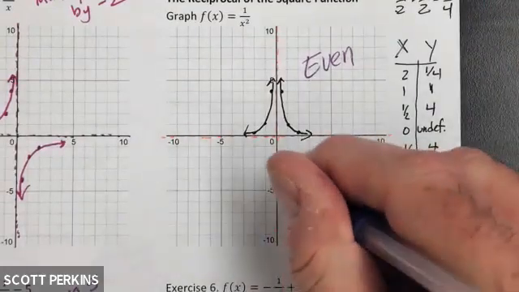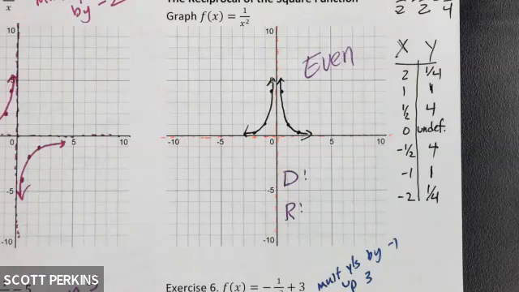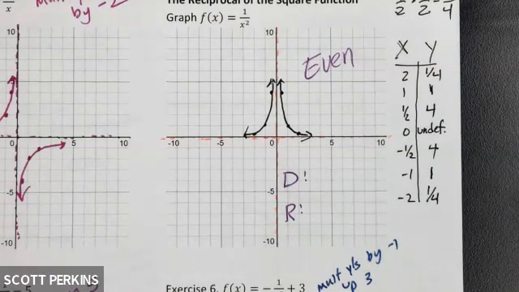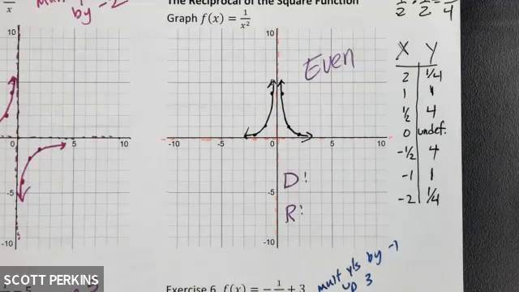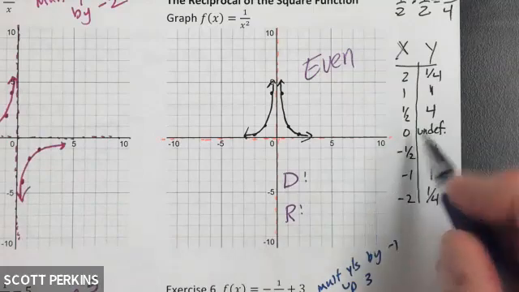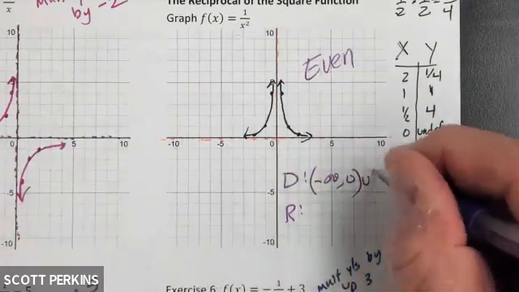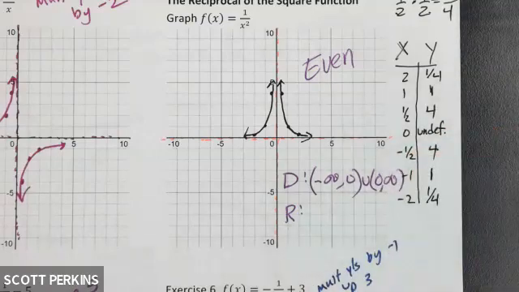Then the domain and the range. Well, the domain is just like the reciprocal function. There's only one x value that gives me an undefined. I've got to skip that x value 0. So I go from -infinity to 0, union 0 to infinity. Okay, you can see that.